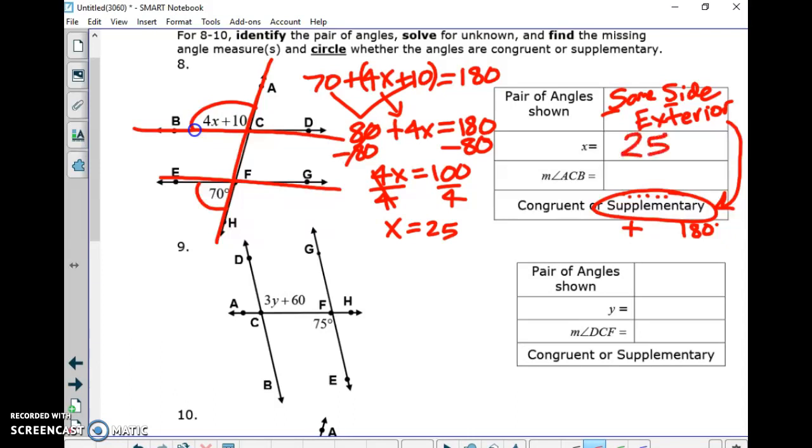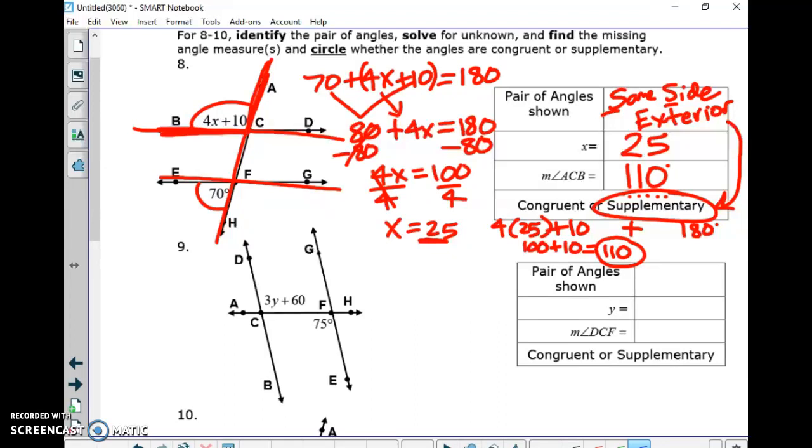So over here, we're going to write 25. But then we need to find ACB. So ACB is right over here. It's 4x plus 10. So if I know it's 4x plus 10, and x right here is 25, it's going to be 4 times 25 plus 10. 4 times 25 is 100. 100 plus 10 gives me 110. So ACB equals 110 degrees. And that should make a lot of sense because remember, these two angles are supplementary. 70 plus 110 is 180.